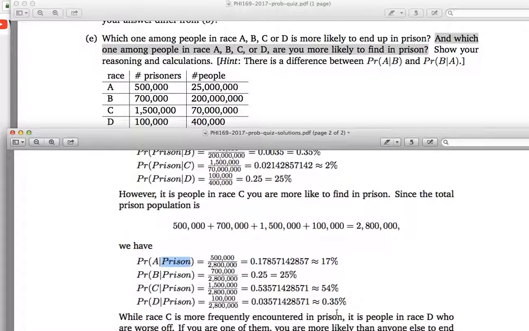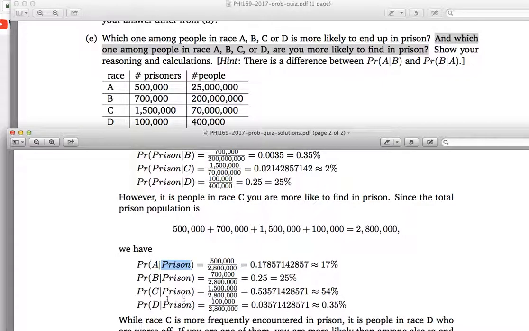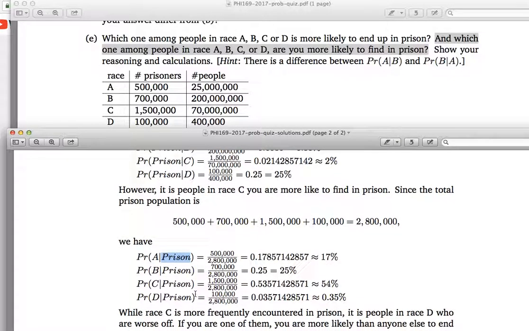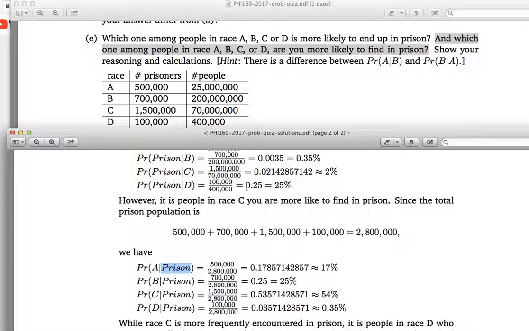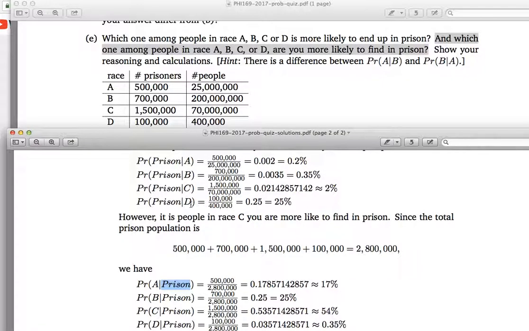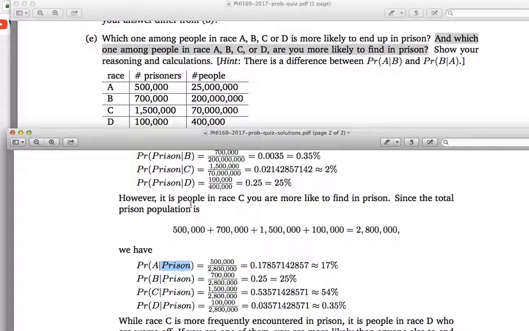So what is interesting here is that race C is the one that is most frequently encountered in prison. Almost half of the prisoners belong to race C. Actually, more than half, 54%. But instead, there are very, very few people of race D who are in prison. But interestingly, we saw before that if you belong to race D, then your probability of ending up in prison is very high. It's actually much higher than for any other race. And so here again, it's important not to confuse the probability of being in prison given that you are of a certain race, and the probability of being of a certain race given that you are in prison. So these are two different notions.